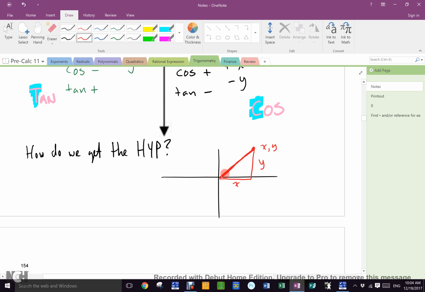How do we get that number? Right. The hypotenuse is always the square root of x squared plus y squared. Which means the hypotenuse always has what value?